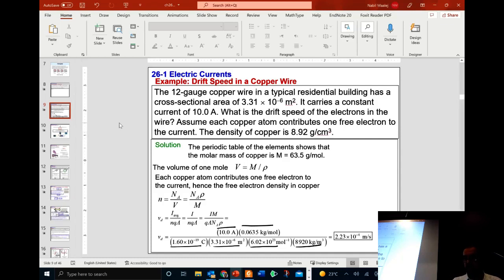All right, clear? Notice in this problem, they specified that the number of free charges is equal to the number of atoms. You might have a problem where they say the number of free charges is twice the number of atoms, so we have to multiply by 2. So you have to be careful. We use this because we were told that we have 1 free electron for every atom in the copper wire.